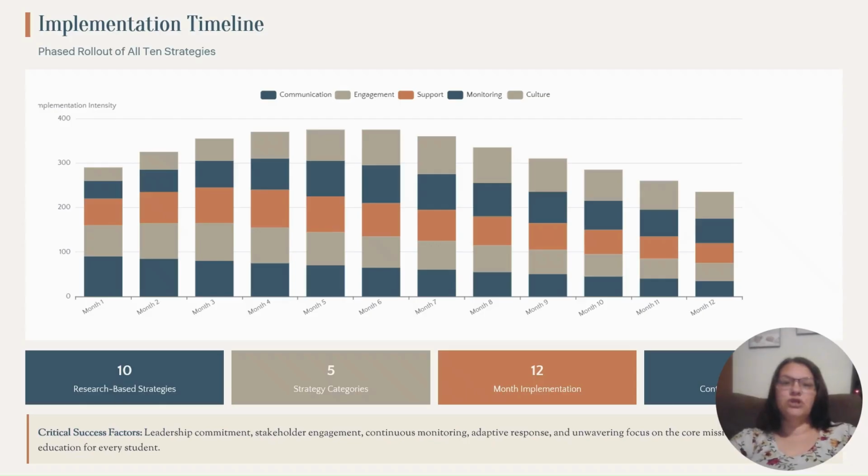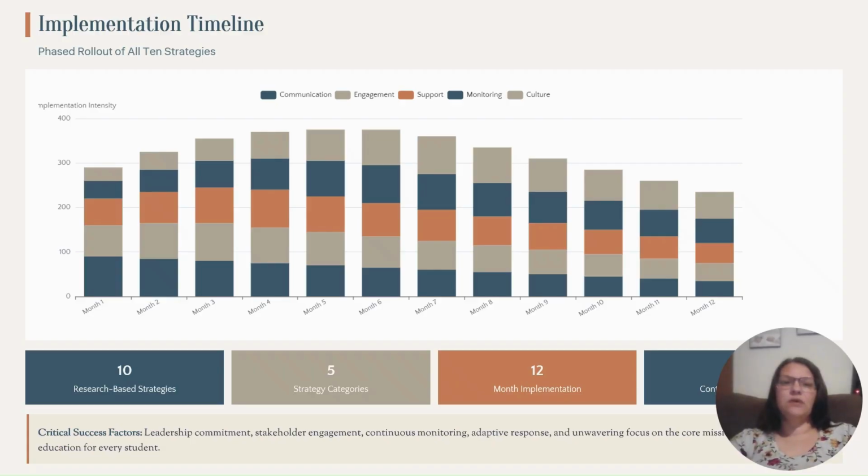You'll notice we start strong in month 1 with heavy emphasis on communication and engagement, getting people informed and involved from day 1. Months 2 through 6 represent peak implementation intensity, where we're relying on support structures, monitoring systems, and cultural initiatives simultaneously. This is when most of the heavy lifting happens, and when your leadership team needs to be most visible and active.